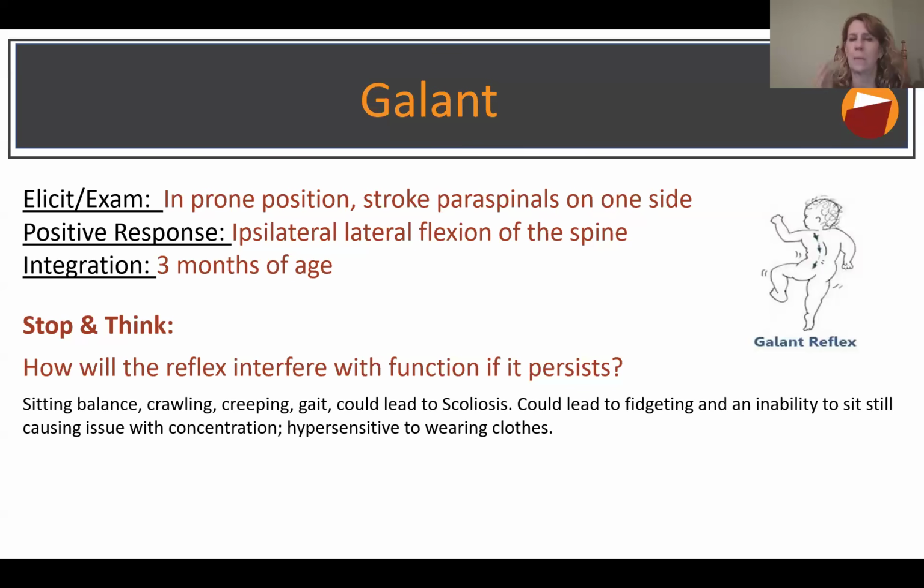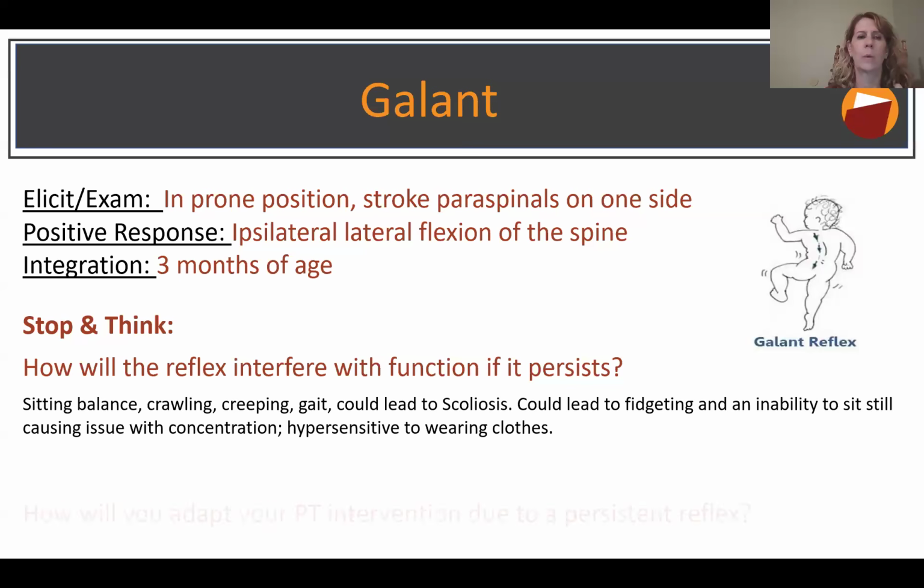Some kids have a really strong one that elicits a lot. It could lead to scoliosis. It also leads to, and this isn't really maybe PT, but just so you know, a lot of fidgeting, inability to sit still, inability to concentrate, hypersensitivity to wearing clothes. And we see this some with individuals with autism, right? They still have this reflex, and that adds into all these other things.